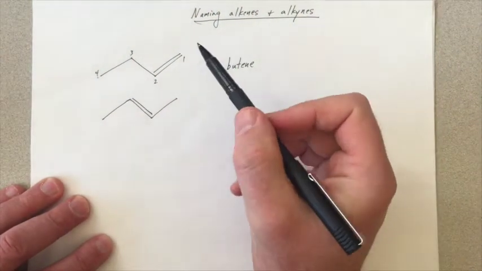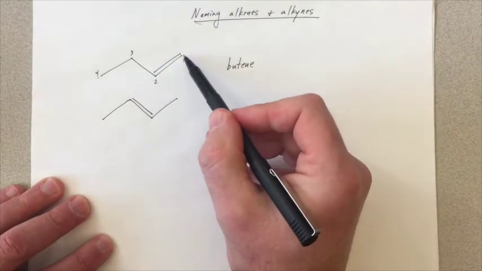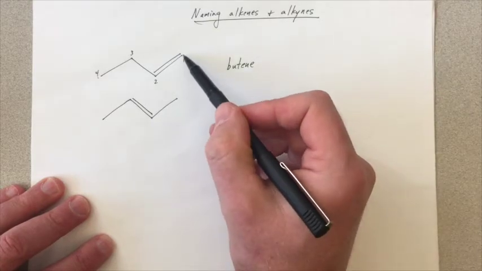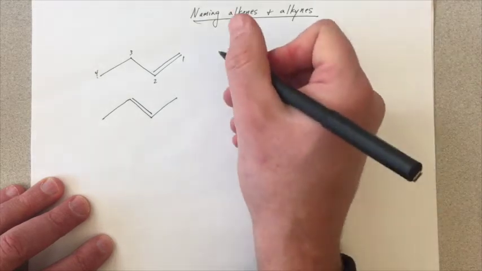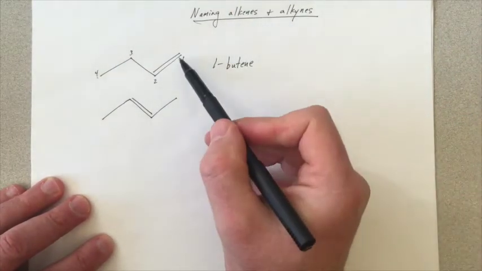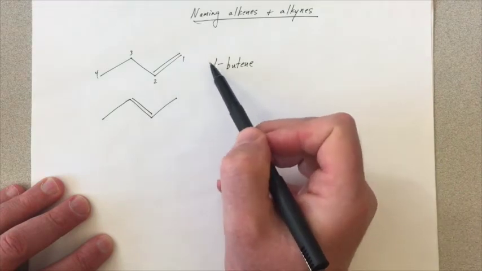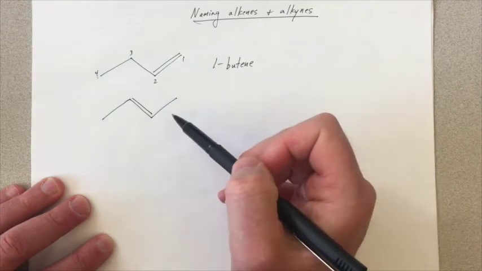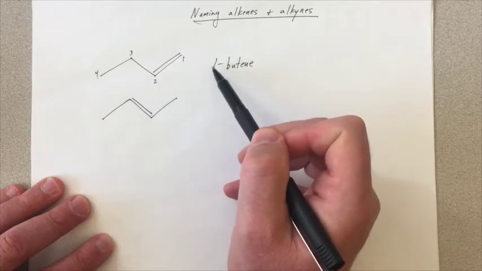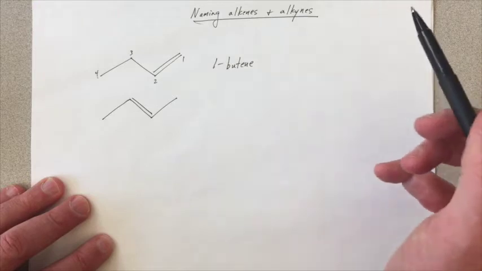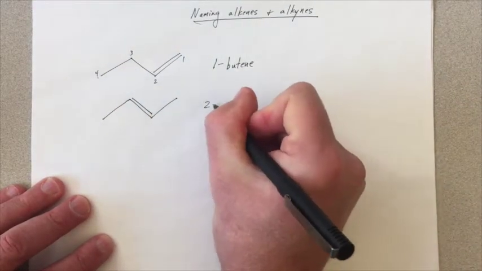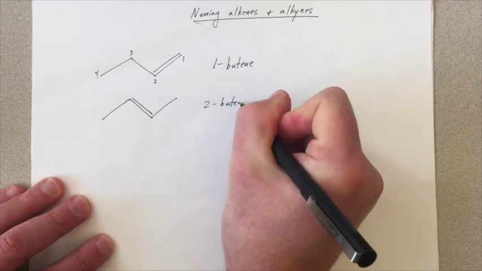Now, which of these numbers are we going to use to name our alkenes? We use the lower one. So this molecule is 1-butene, and it's understood that the double bond starts at the 1 and goes to the 2, even though I don't have the 2 in there. We're just numbering based on the start of where the double bond or triple bond is. So this would be our 1-butene. This molecule would be 2-butene.